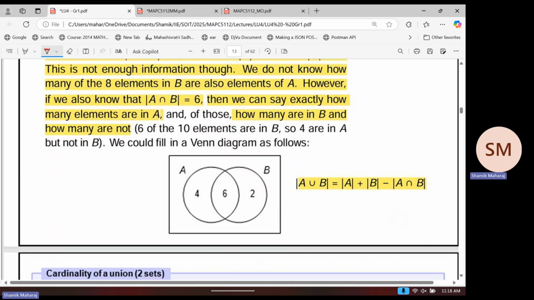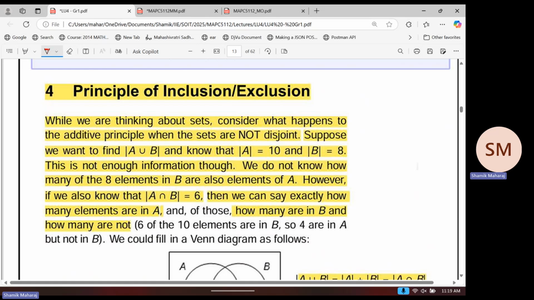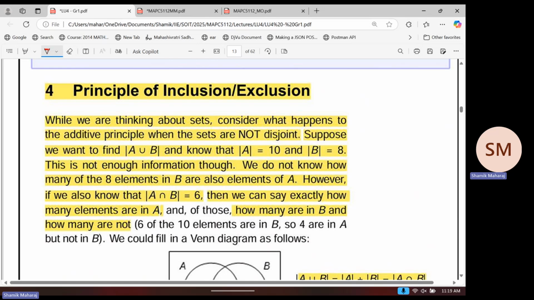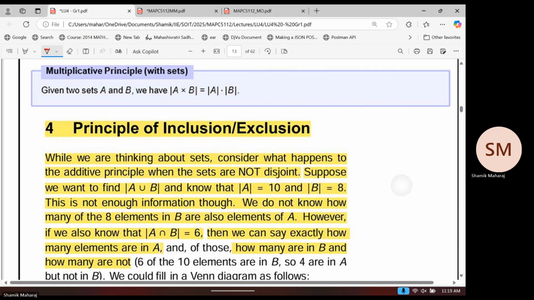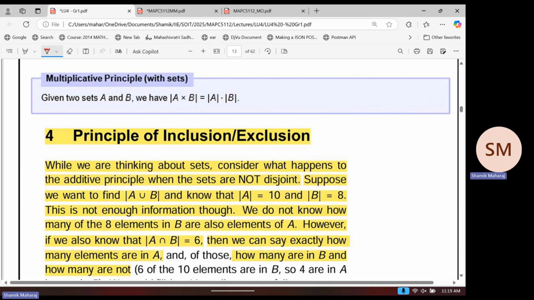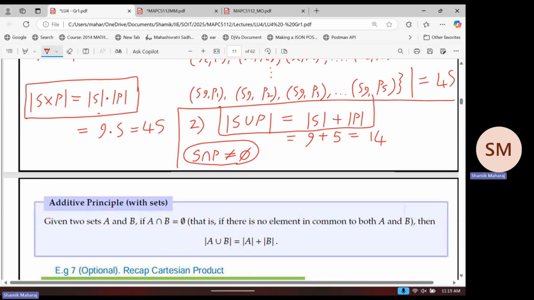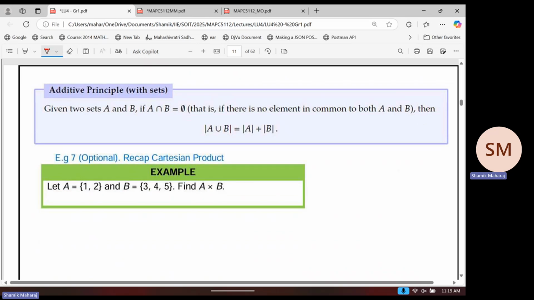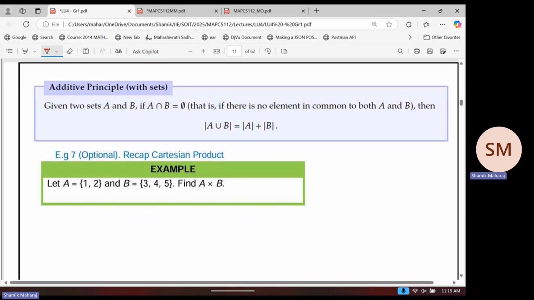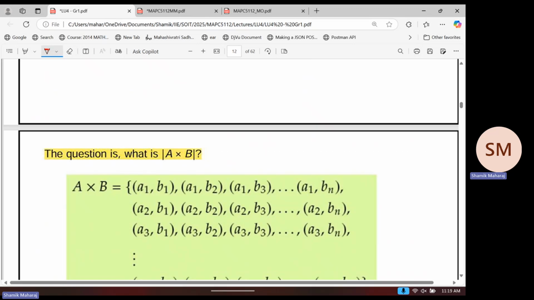Okay, so exactly now we're in a place where we ask what happens to the rule we just learned, which was, I think, the multiplicative principle for sets. No, sorry, let's just check which one was which. The one with the union is the multiplicative principle. Yeah, this one is the additive principle. So what happens to these rules when we have overlap between the sets? So let's check.